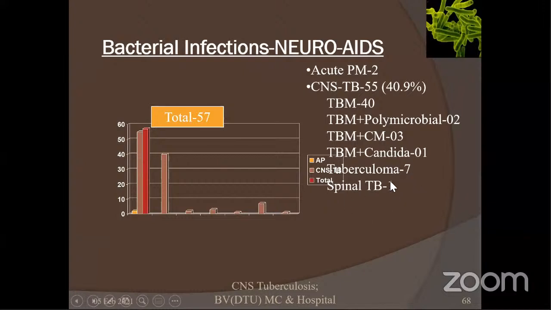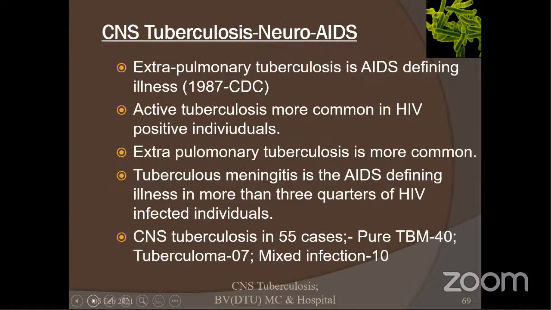This is the bacterial infections of neuro AIDS, that means polymicrobial infections, and it's common to have a combination of cryptococcal meningitis with TBM, cryptococcal meningitis, candida, and TBM, etc. So the AIDS picture is very dangerous. Extrapulmonary tuberculosis is AIDS defining illness since 87, and active tuberculosis is more common in HIV positive individuals. Extrapulmonary tuberculosis is also more common. TBM is an AIDS defining illness in more than three quarters of HIV infected individuals. In our case, as I said, pure TBM is seen in 40 cases.